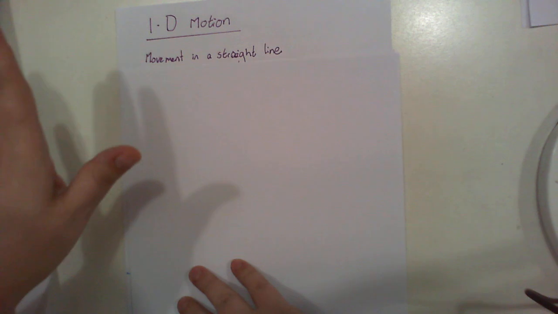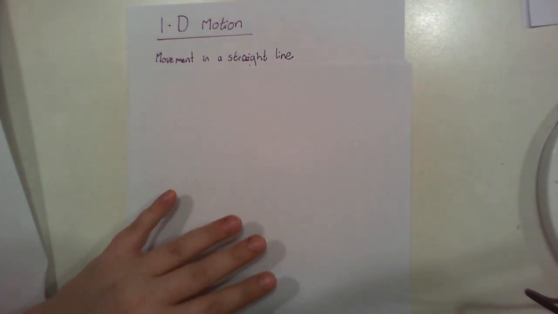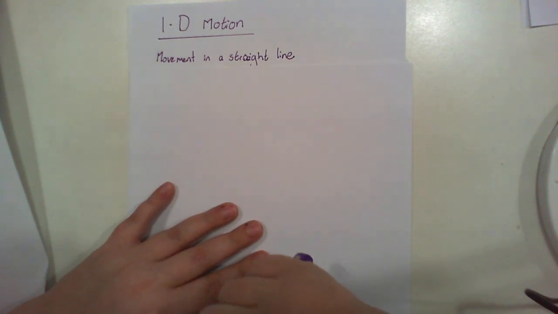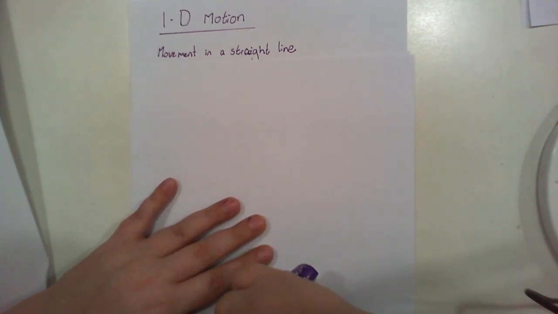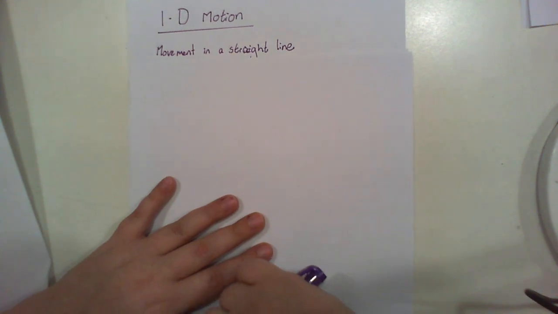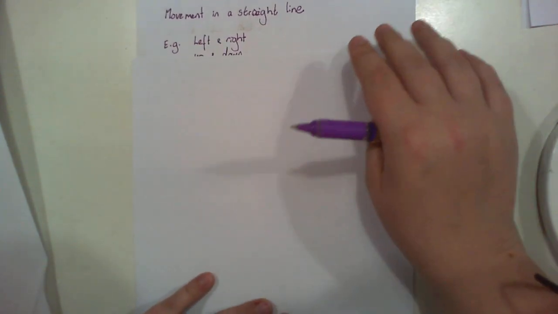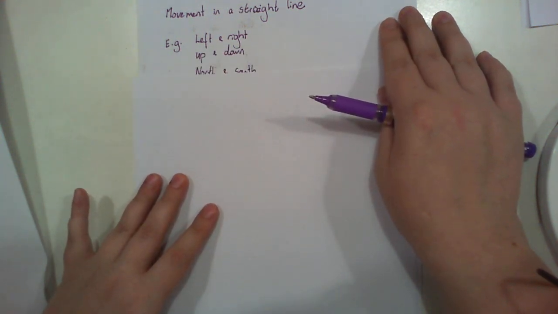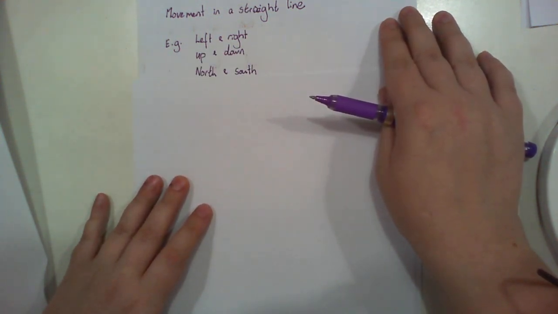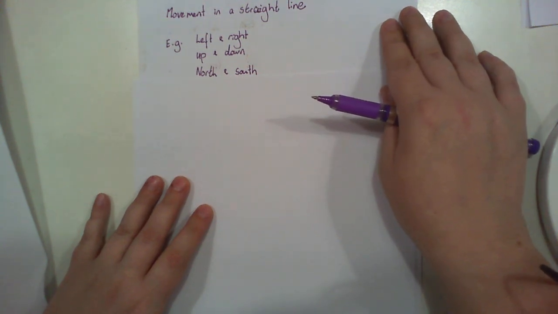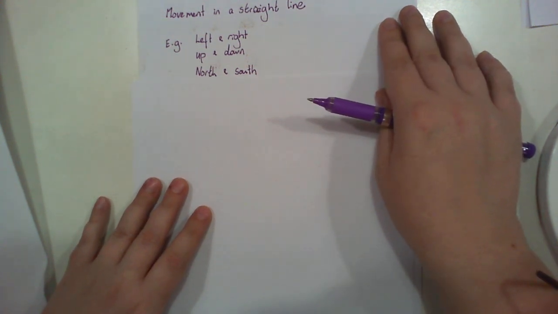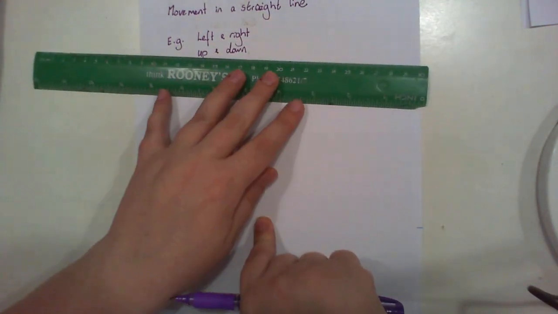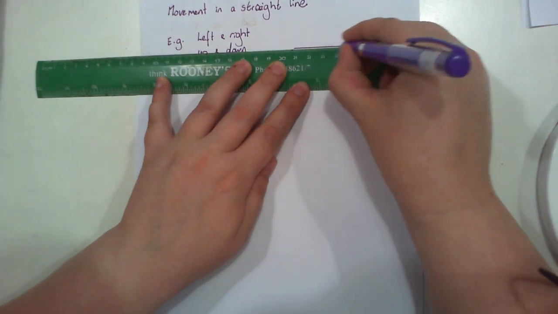To start off, let's just define what one-dimensional motion is. It's quite simply movement in a straight line, which is mostly what you'll be using in grade 10, 11 and 12. So some examples could be left and right, up and down, north and south, and maybe a few other examples that you can think of. That is just simply your concept of movement in a straight line. Simply, if you can draw it on a number line, that is your one-dimensional motion.